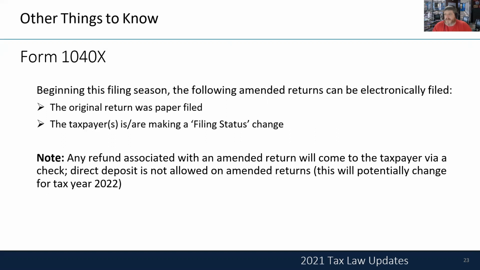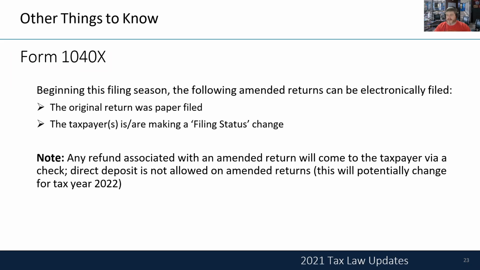Okay, so 1040X, we got 2 changes and an explanation. It's the best way I can describe it. So beginning this filing season, you can now e-file amendments for returns that were paper filed and for amendments where they are making a filing status change. Previously, you would get a hard no from the IRS on trying to e-file those amendments. That's been updated for this filing season, okay?